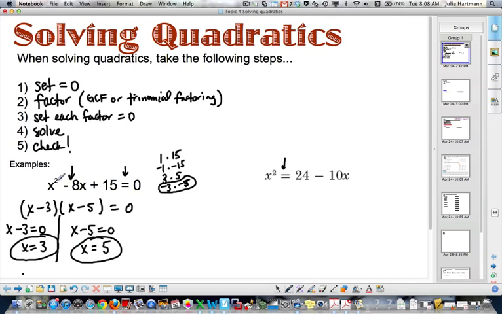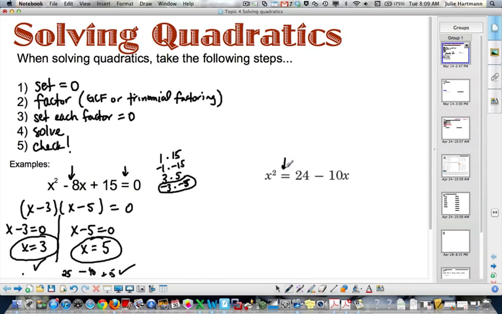And plug them in. 3 squared is 9. 8 times 3 is 24, so 9 minus 24 is negative 15, plus 15 is 0, so that one checks. And with 5, 5 squared is 25, minus 8 times 5 is 40, plus 15. So 25 minus 40 is negative 15, plus 15 is 0, so that checks. Okay, so two answers.